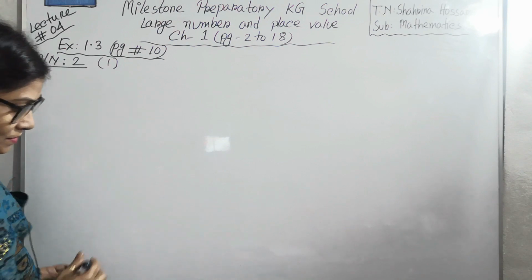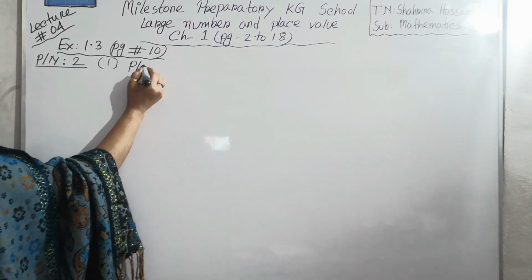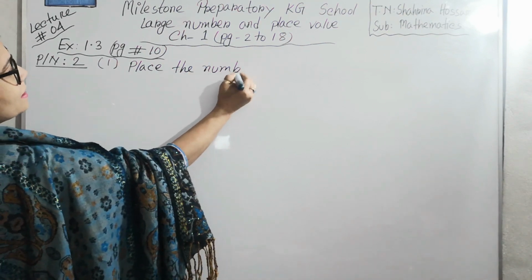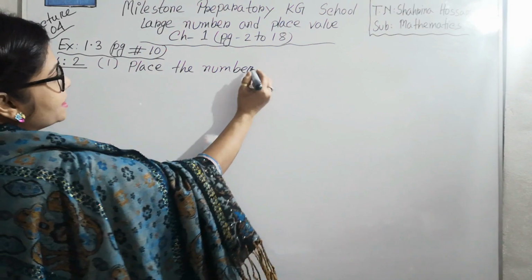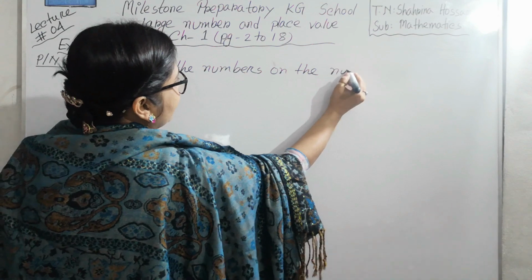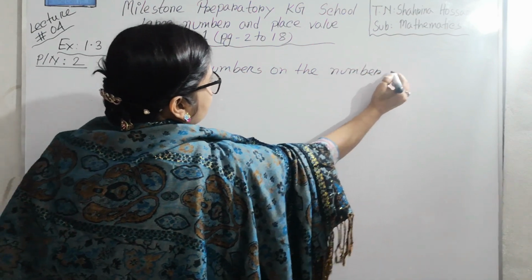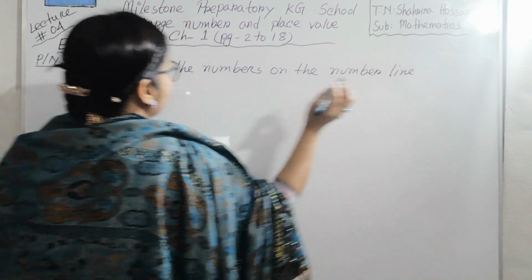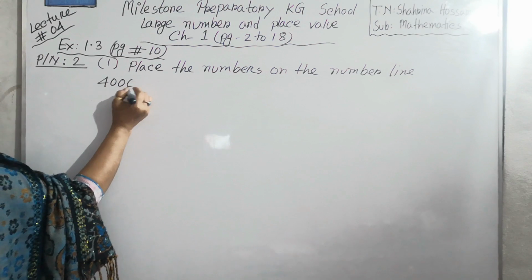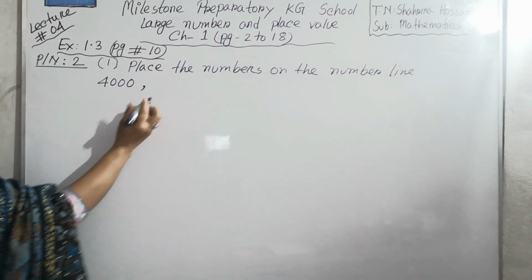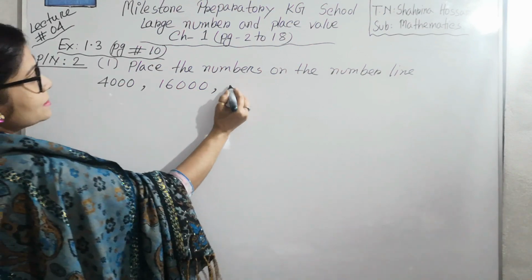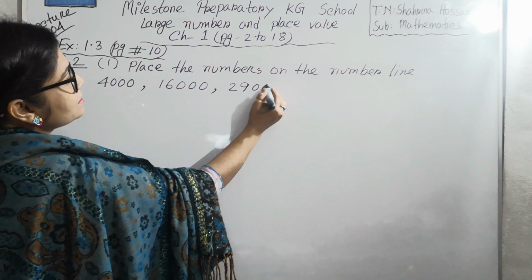What will we do? Place the numbers on the number line. 4,000, 16,000, then 29,000.